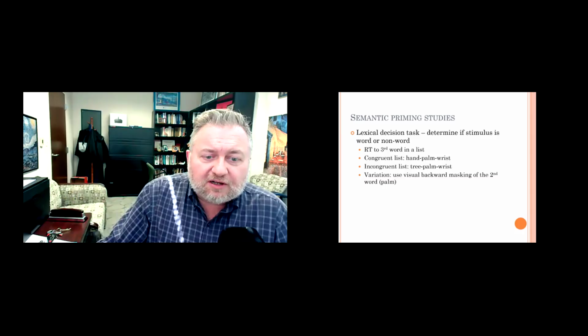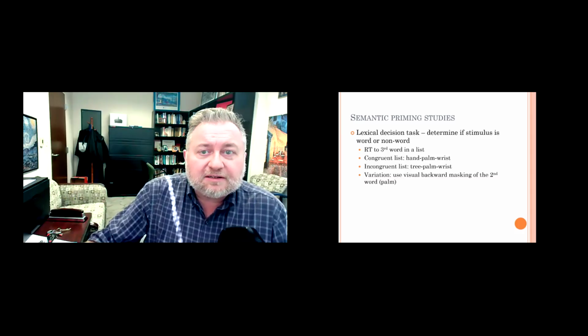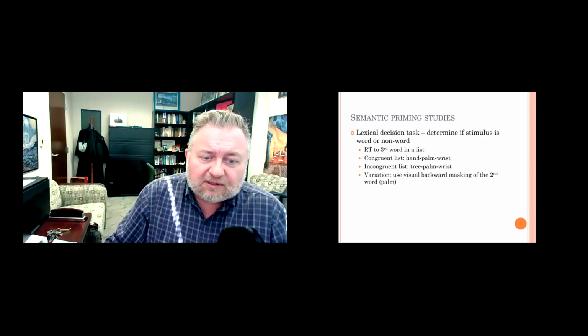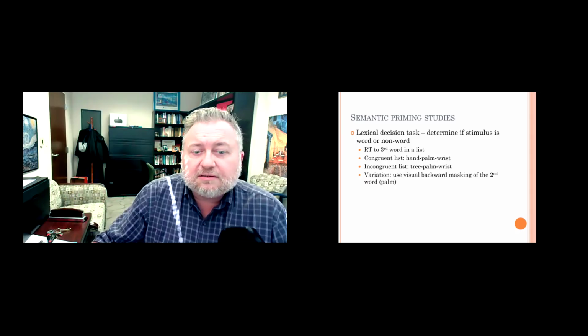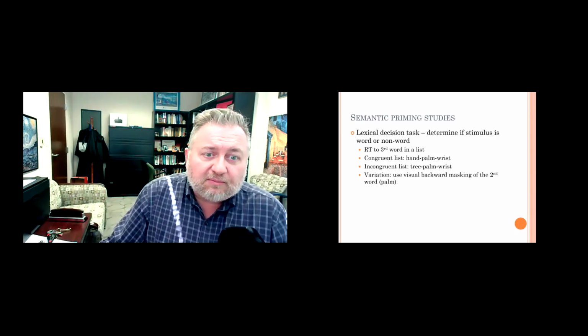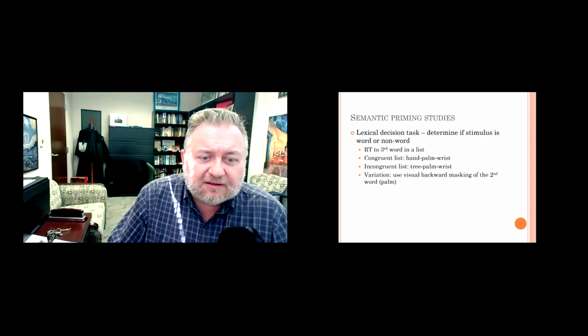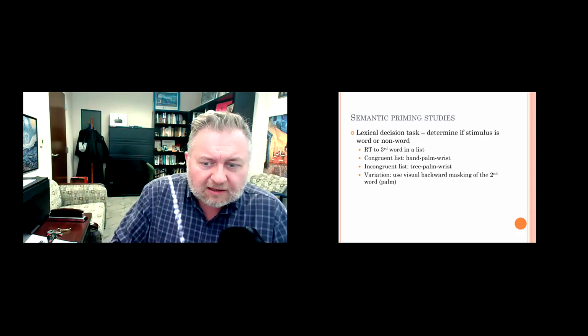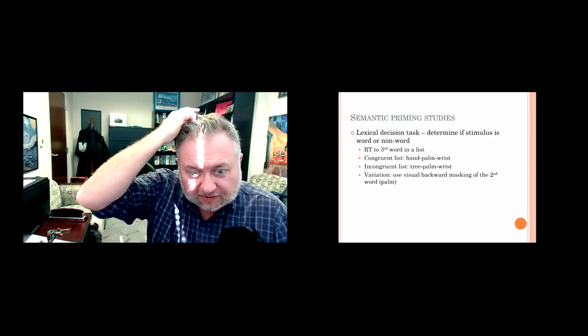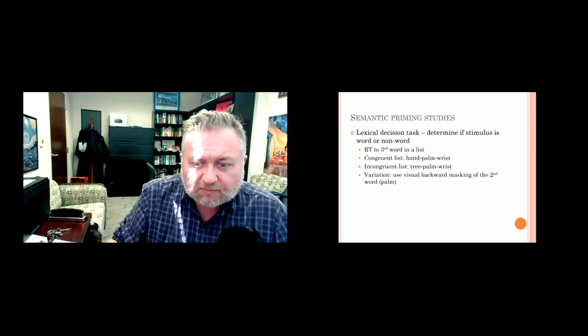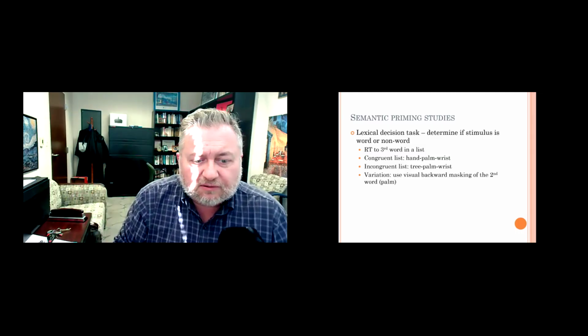So reaction time to wrist in the congruent list is fast. Reaction time to wrist in the incongruent list is slow. That shows priming, but it doesn't necessarily show anything about late selection, not quite yet. Let's consider this other variation here. So what do? Visual backward masking of the second word.